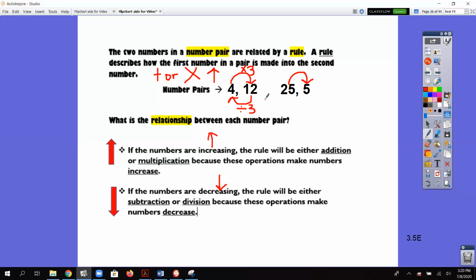Now, in a table, you would have more number pairs. And once you think you know the rule, you have to test it with all of them, because it has to be true for all of them, not just one. But here, of course, we only have one. Okay, from 25 to 5, are the numbers going up or down? They're going down, right? So that's either subtraction or division. So this one would be 25 divided by 5. If I want to go the opposite way, I can say that is 5 times 5.